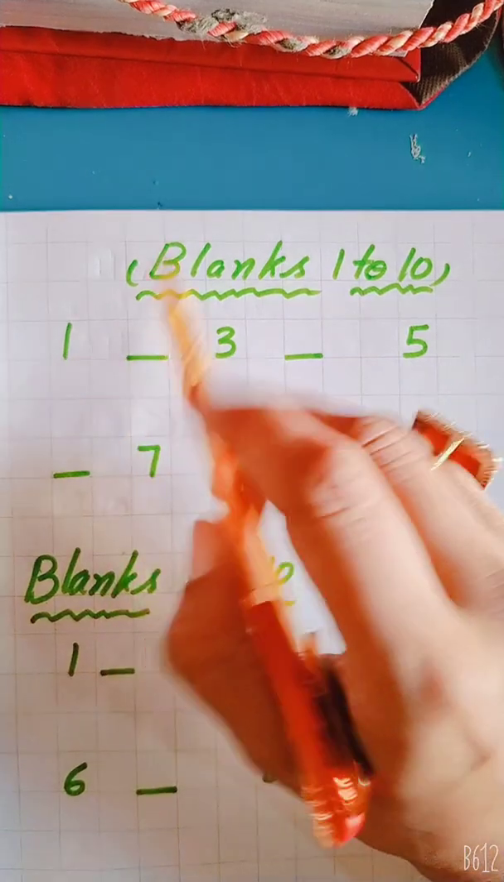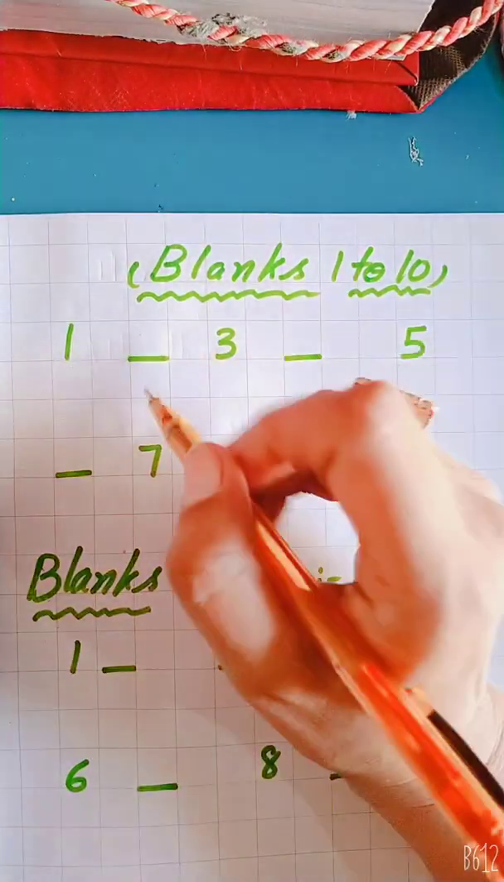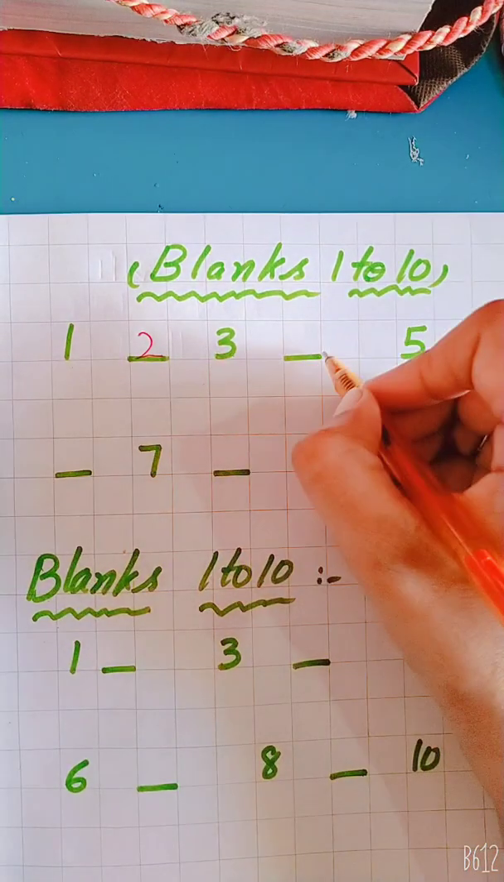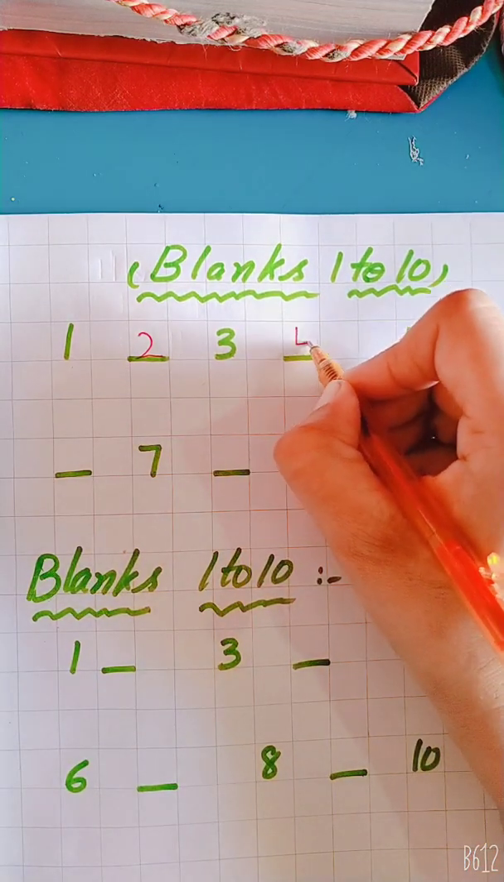इन दोनों के बीच में कौन सा नंबर आएगा? मिसिंग नंबर क्या है? 2. 3 के बाद क्या आता है बेटा? 4.